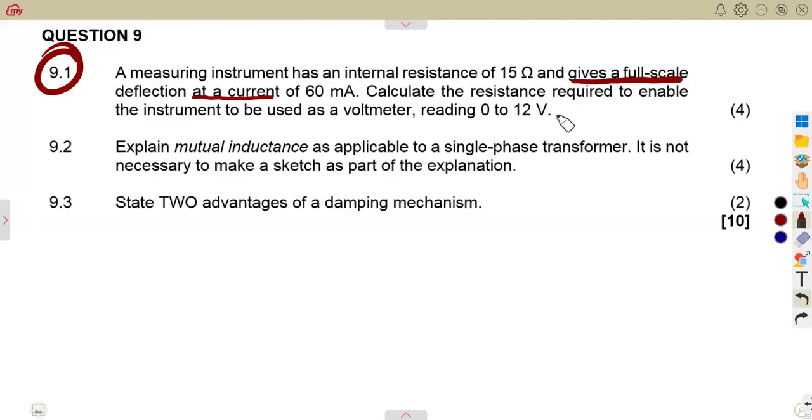Then calculate the resistance required to enable the instrument to be used as a voltmeter. So there is the major part: to be used as a voltmeter reading 0 to 12, meaning to say this is supposed to be a series multiplier, not a shunt, but a series multiplier as a voltmeter.